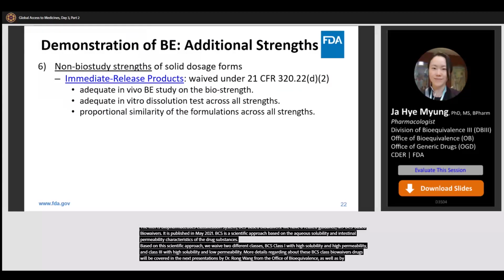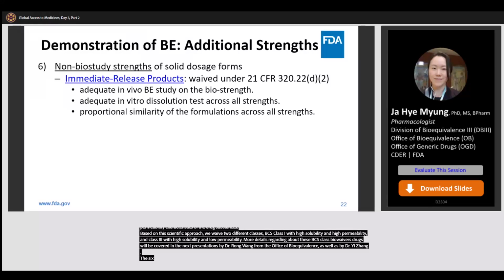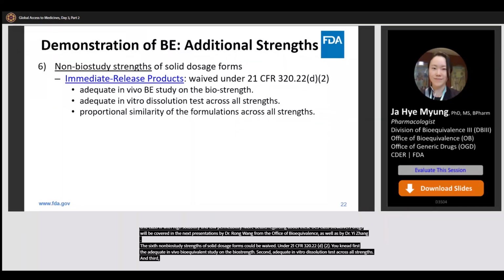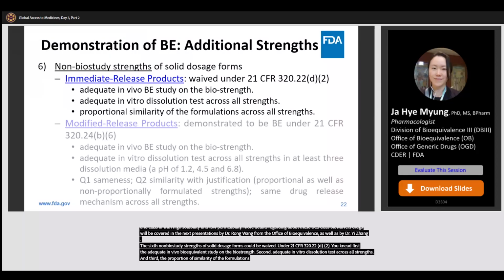The sixth is non-biostudy strengths of solid dosage forms for immediate release products, which could be waived under 21 CFR 320.22(d)(2). It needs three specific conditions. First, an adequate in vivo bioequivalence study on the biostrength. Second, an adequate in vitro dissolution test across all strengths. And third, the proportional similarity of the formulations across all strengths.